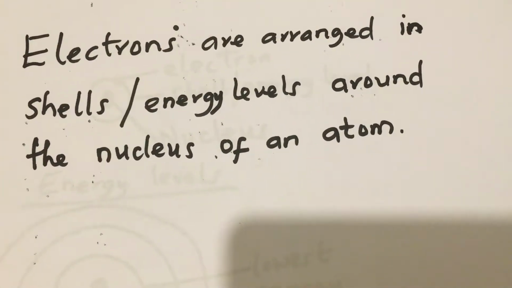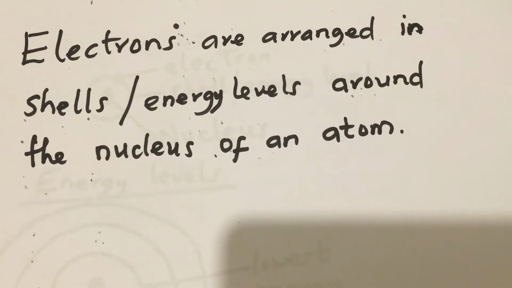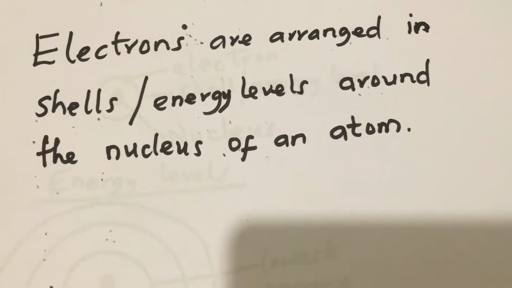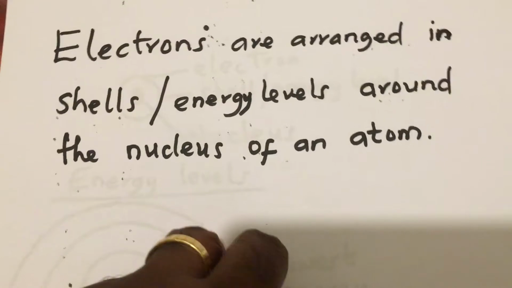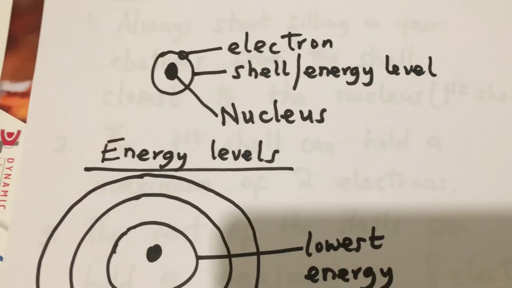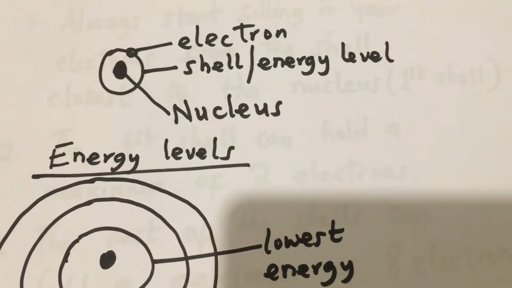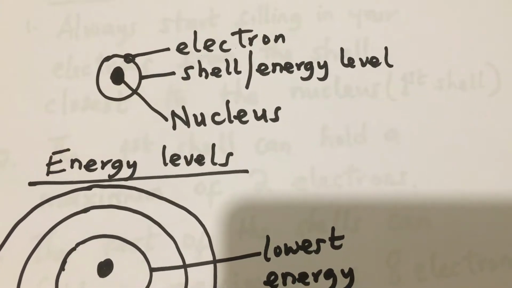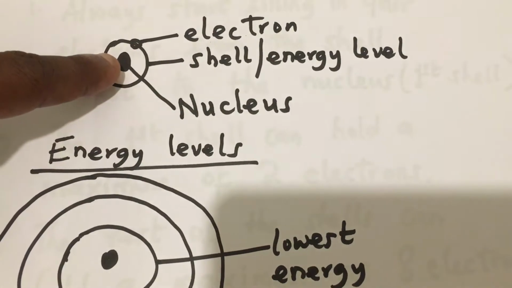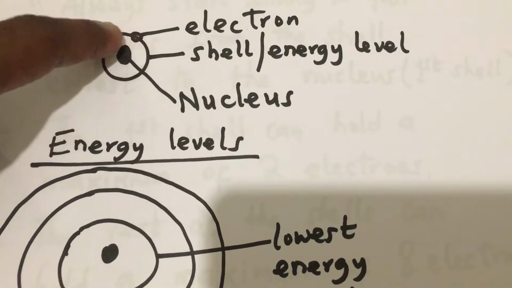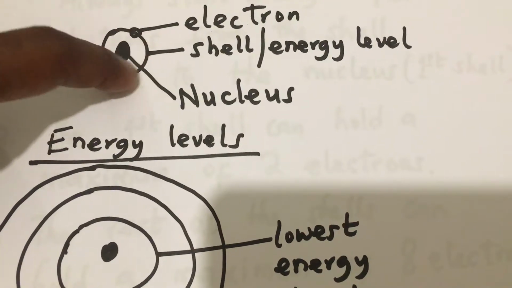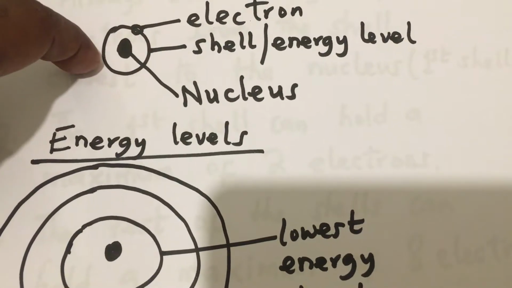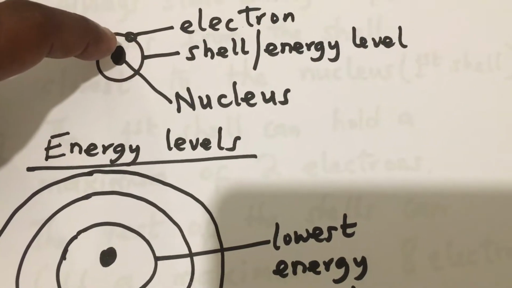Electrons are arranged in shells or energy levels around the nucleus of an atom. What do we mean by this? Now the next one will show us what we mean by that. This is what we mean. So the middle part here, there is our nucleus, and the circle around it is our shell. So we draw a circle to represent our shell.